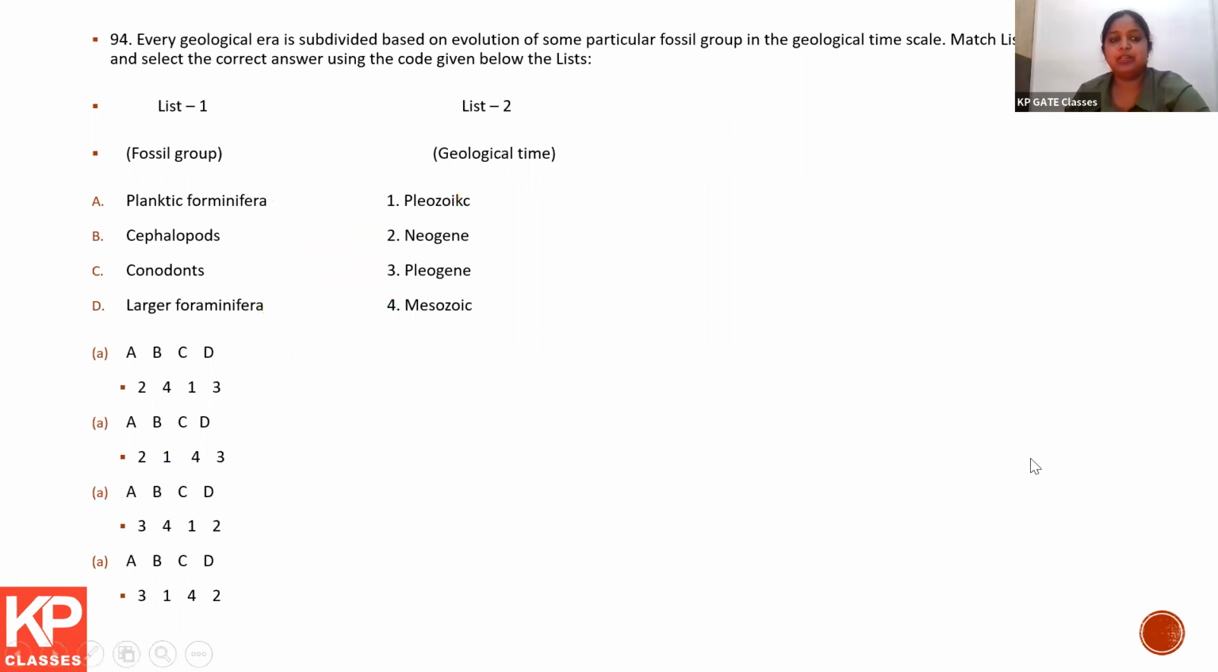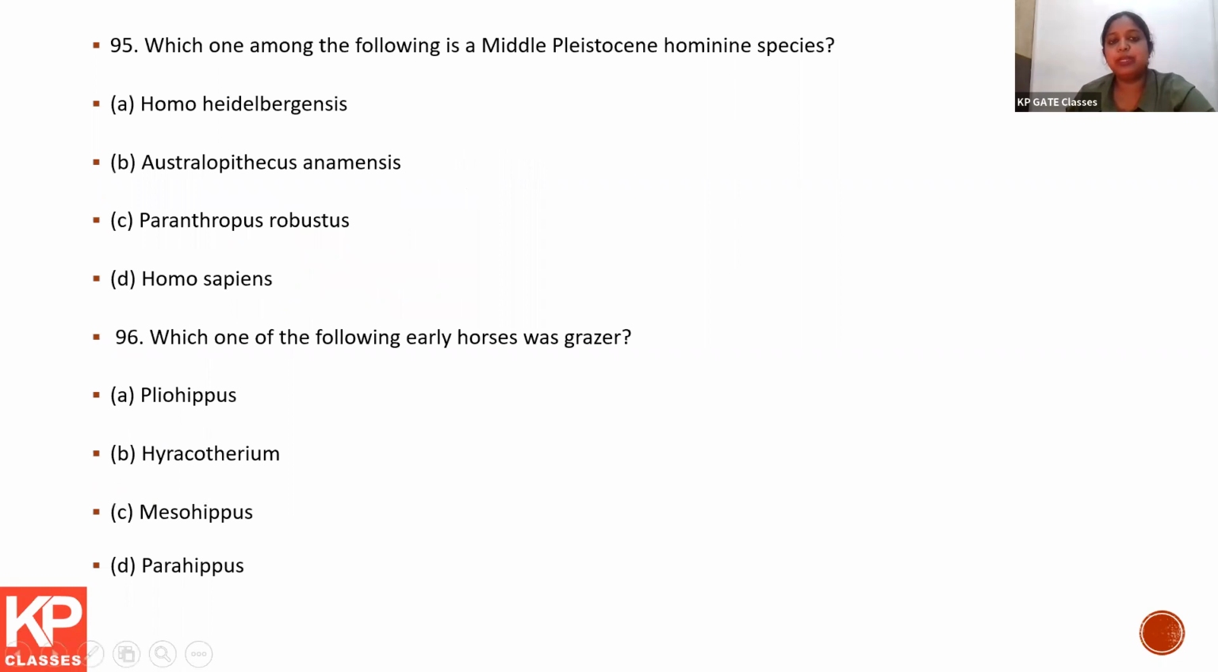Okay. Next one, which one of the following is a middle Pleistocene hominin species? So the answer is Homo heidelbergensis. So option A is the right answer for the middle Pleistocene hominin species.